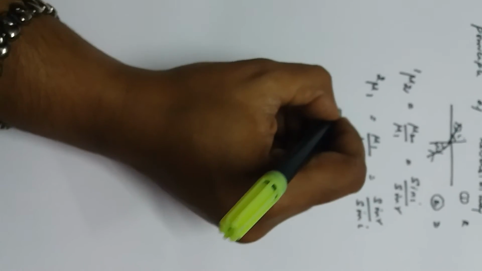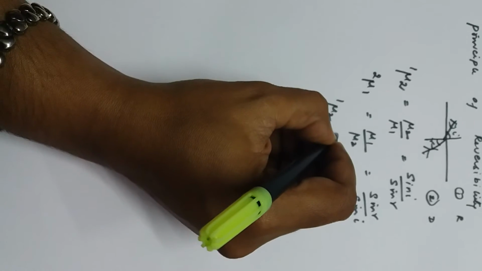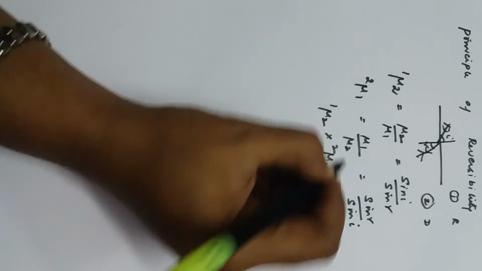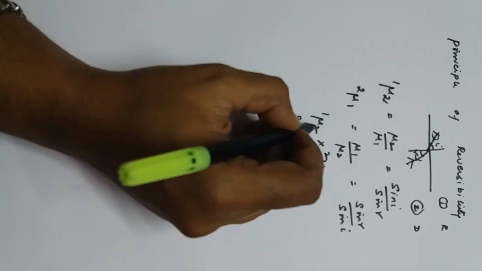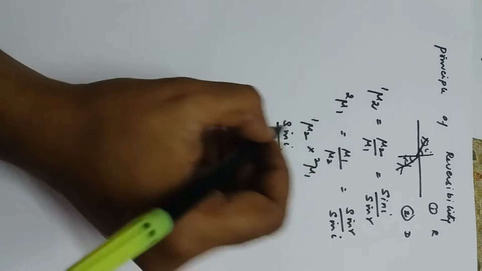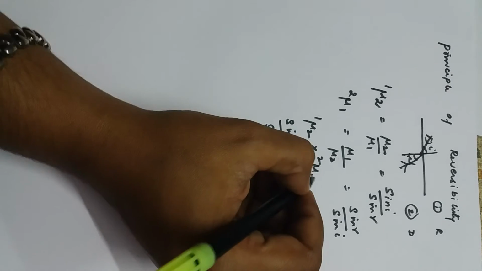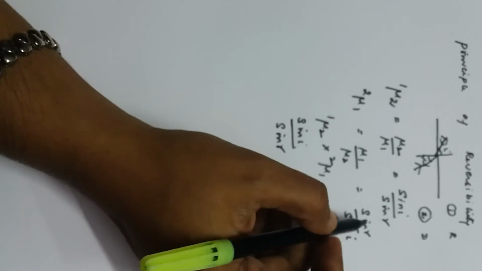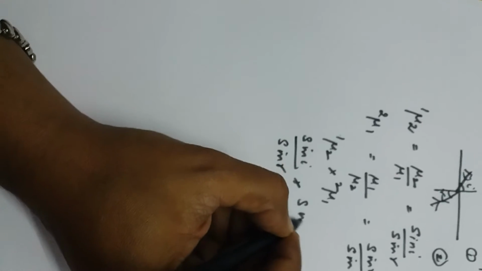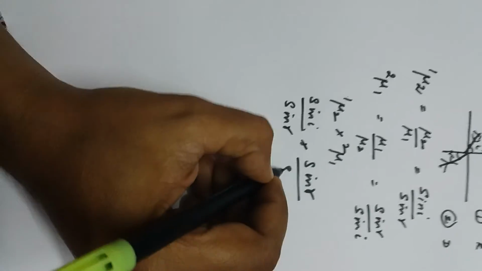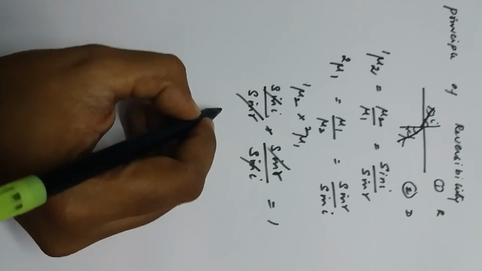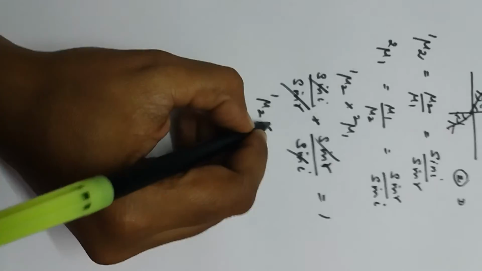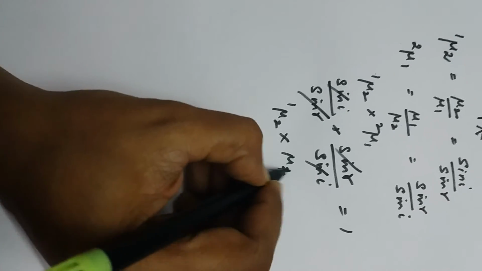So now, in order to find further, if I take the product of the two refractive indices, the refractive index of the second medium with respect to the first, sin I by sin R, into the refractive index of the first medium with respect to the second, sin R by sin I, we get it as 1.